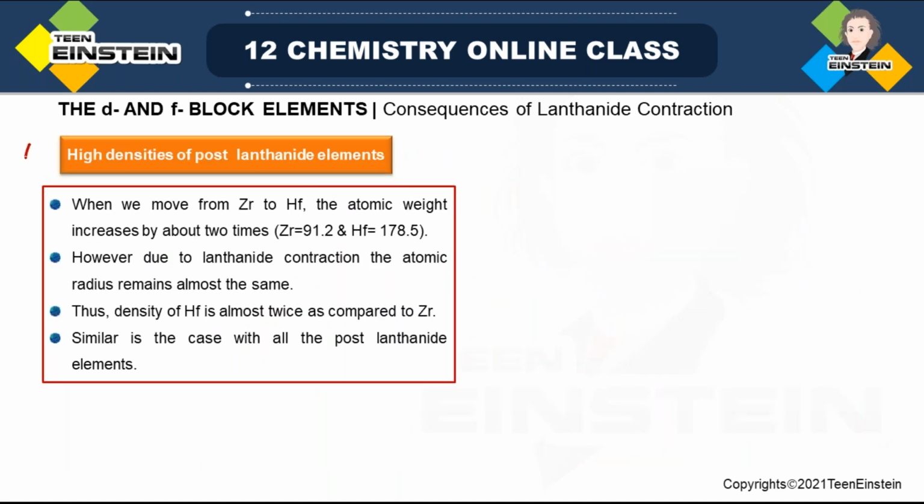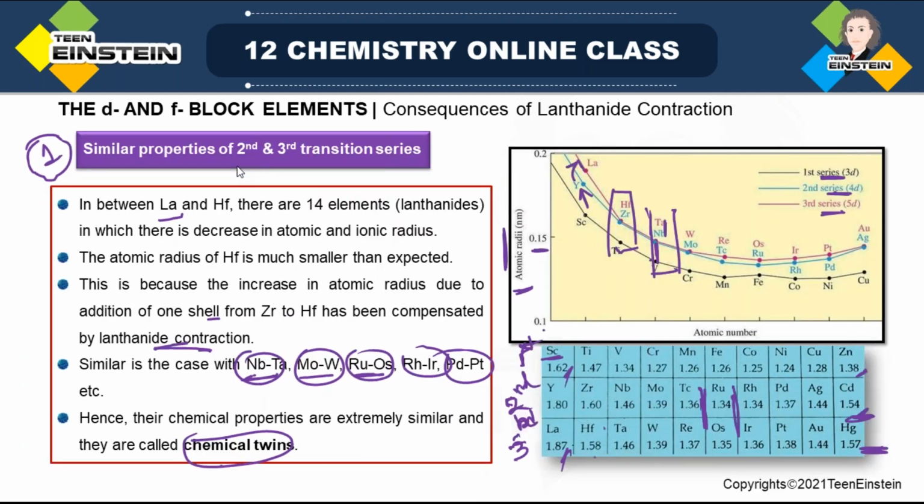Number 4, high densities of post-lanthanide elements. Post-lanthanide elements means the elements that are coming after lanthanides. Okay. Now remember the first point. I'm talking about this point.